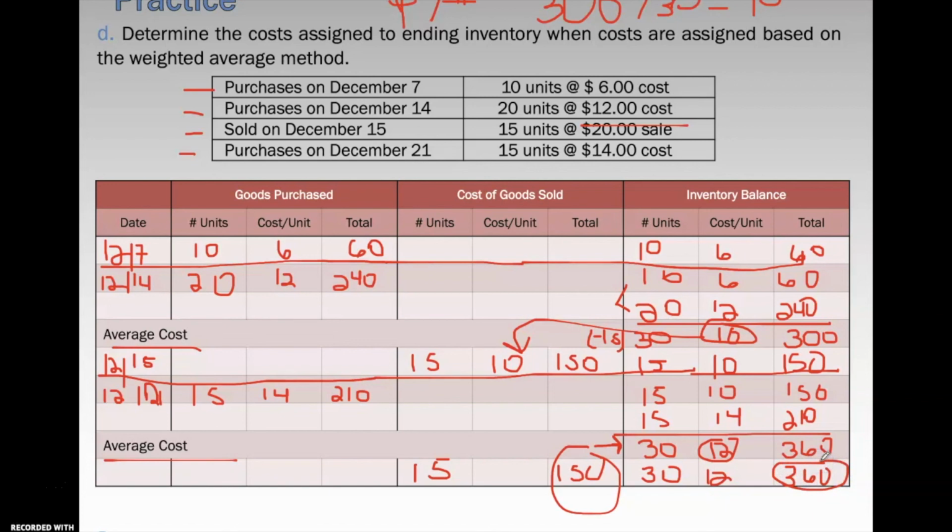Okay, and those are the four methods. And you can see, even though we bought the same units and sold the same units, the cost of goods sold and the ending inventory balance change for each one. So it does make a difference. And even though these are really small numbers, a lot of companies have millions or billions of dollars in their inventory. And these little changes, picking the right method, really make a big difference for them.